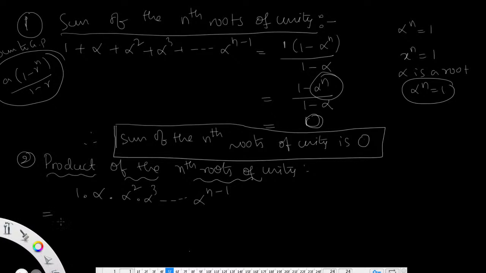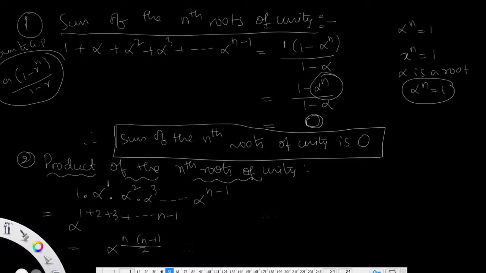The product we can write as alpha to the power of 0, which means 1. If the bases are equal, the powers should be added. So 1 plus 2 plus 3, up to n minus 1. This is in the form of the summation of the natural numbers, where n is n minus 1. Then you get n into n minus 1 by 2.